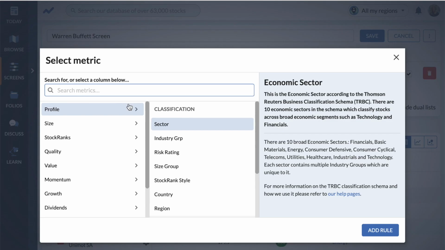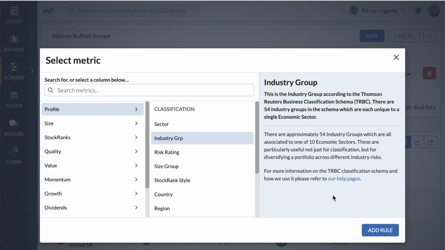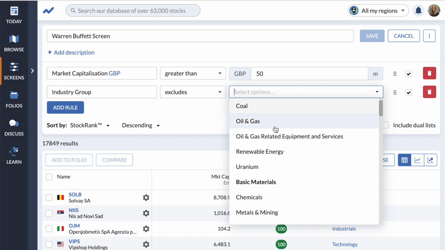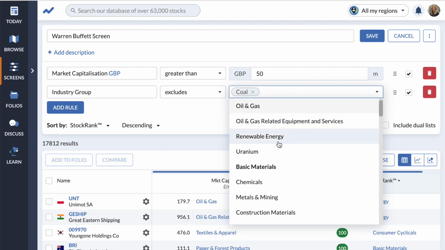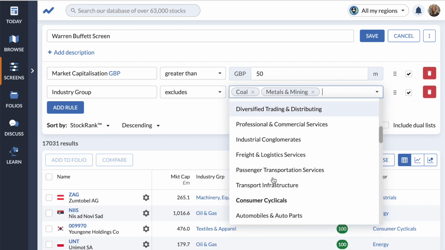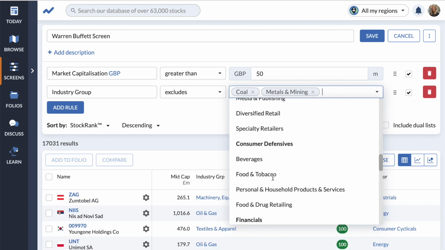Buffett also often talks about the importance of being able to understand all businesses he invests in. And so for this screen, we've opted to exclude metals and mining, coal, and investment banking and investment services. If you're building your own Buffett screen, you can alter the sector choices to suit your own preference.